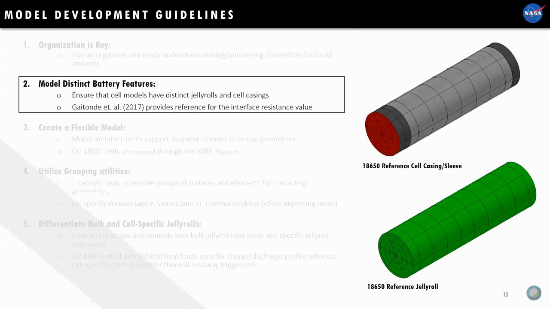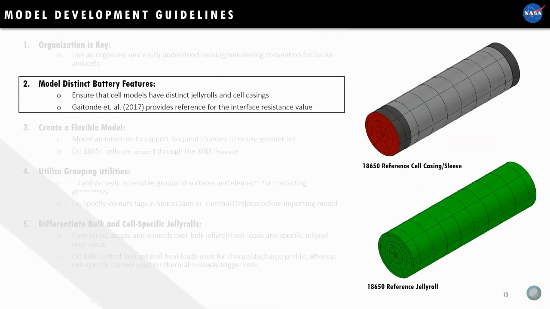So for our second guideline, we want to emphasize the importance of modeling distinct battery features. You'll hear us say this a lot throughout this presentation. This is a really important one. Often, to simplify models, analysts will represent a cell with a lump model. But if we do that, we can lose sight of what the temperature of the cell casing is versus the temperature of the jelly roll. We'll refer to the electrode winding as the jelly roll interchangeably in this presentation.